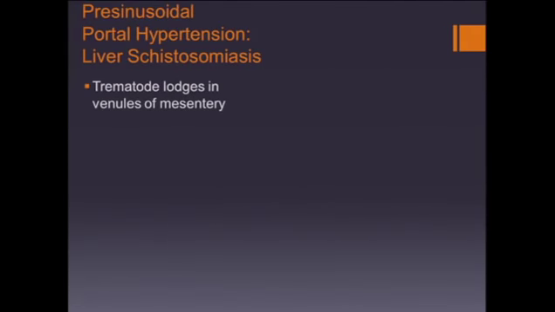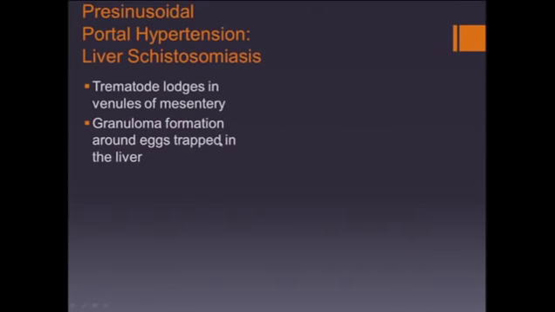Portal hypertension can be pre-sinusoidal, that is to say the obstruction to the portal flow occurs proximal to the liver, within the liver from cirrhosis or parenchymal liver disease, or distal to the liver at the level of the hepatic veins. We're now going to talk about pre-sinusoidal portal hypertension, and one of the causes of pre-sinusoidal portal hypertension is liver schistosomiasis, which is one of the most important causes worldwide. Schistosomiasis is caused by a parasite known as a trematode, which lodges in the venules of the mesentery. It lays eggs, and these eggs eventually get trapped in the liver and create a granulomatous reaction.